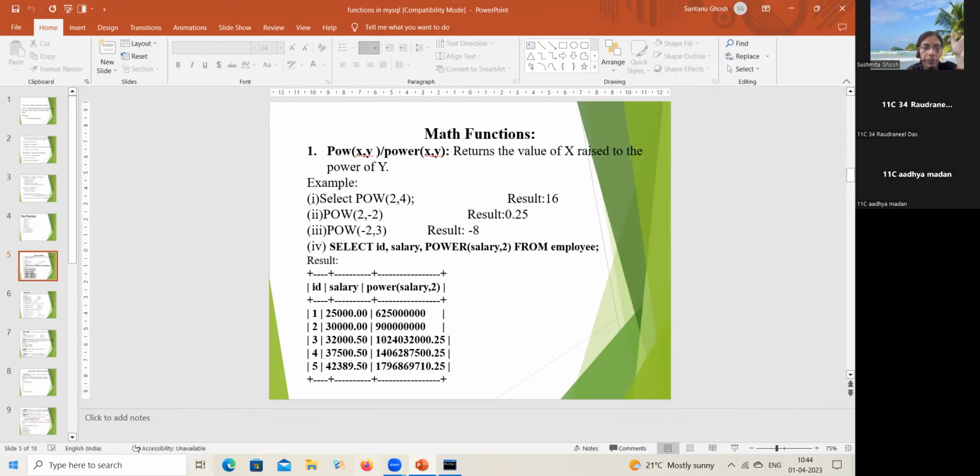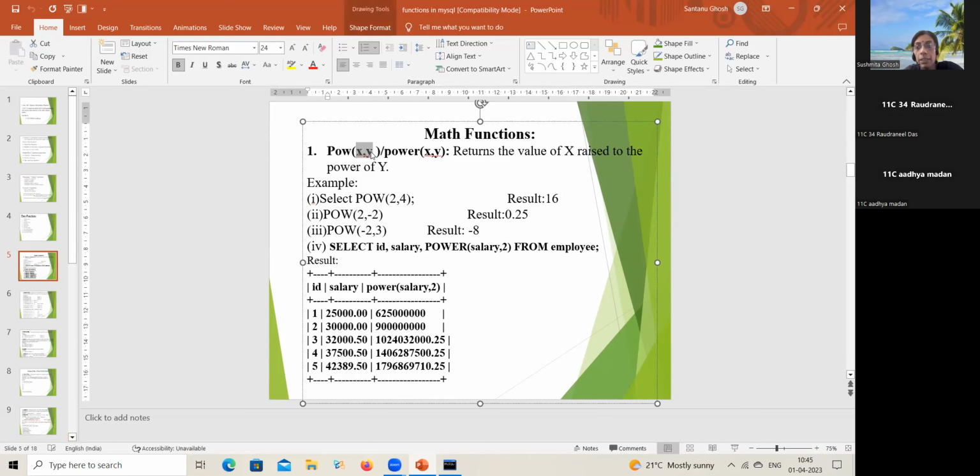Now, I have the numerical functions first. Okay, let's do the numerical functions first. First one is the power function. I can write POW, I can write POWER. Both are possible. Simply, power does x to the power y. So I have to give it two inputs, and it is going to take the base as x and the next value as my exponent value and give you the result.